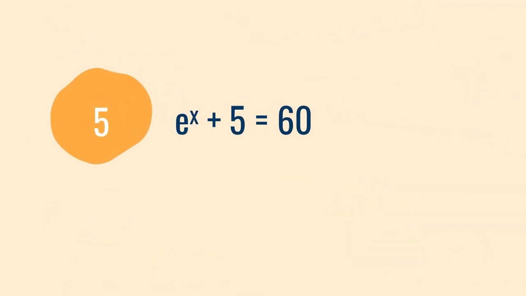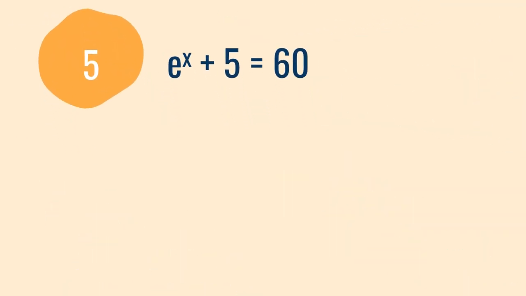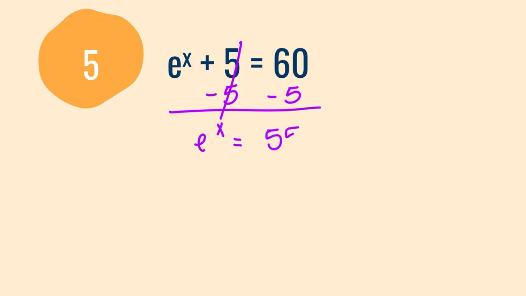All right, following the same process here. We're still doing the same thing. I have to get that e to the power of x by itself. So how do I get rid of plus 5? Good, I'm gonna go ahead and subtract 5 from both sides of my equal sign. I'm gonna end up with e to the power of x equals 55.